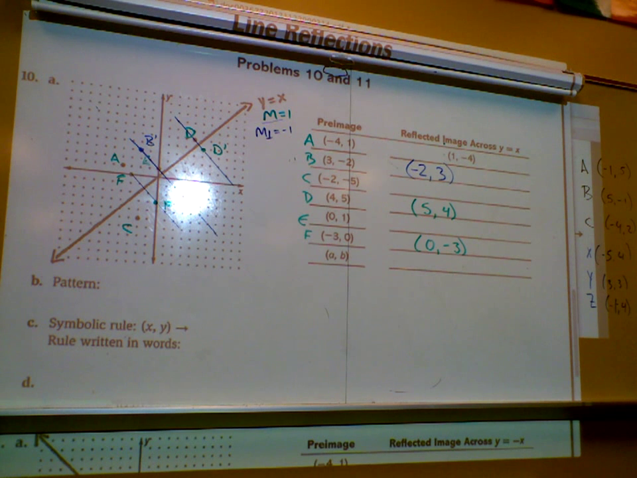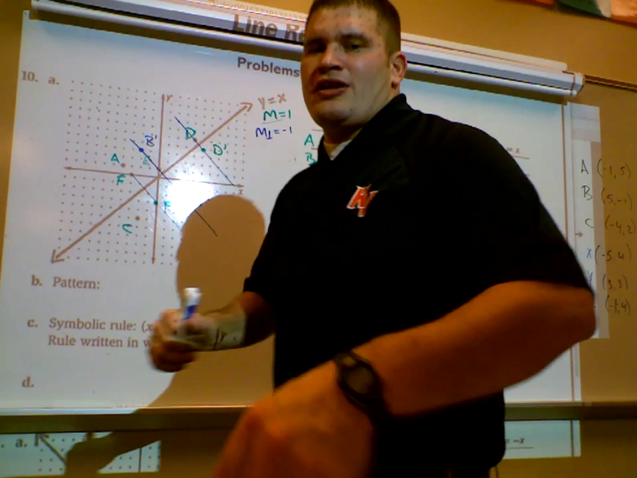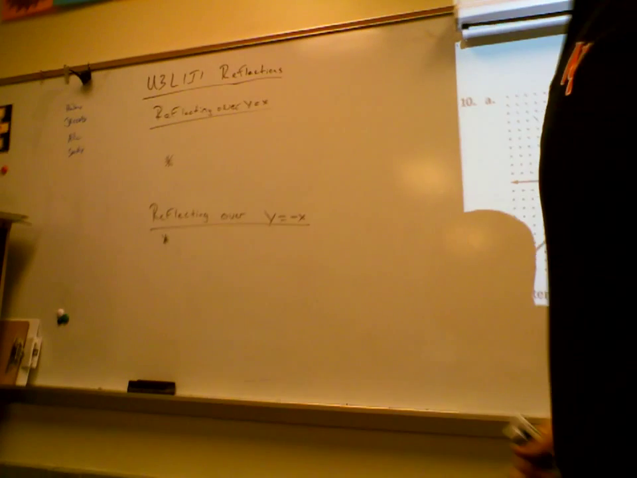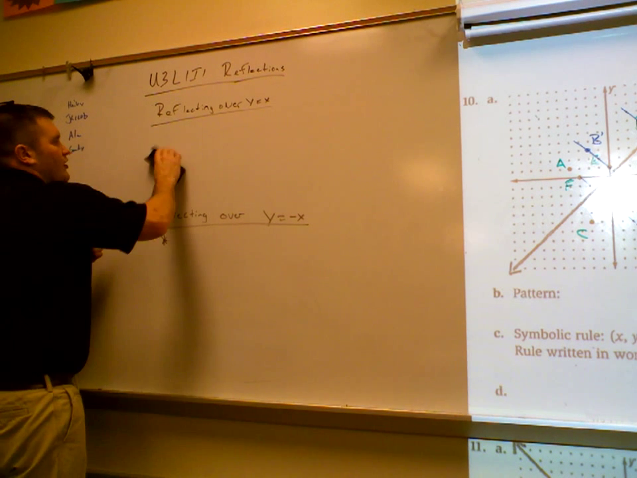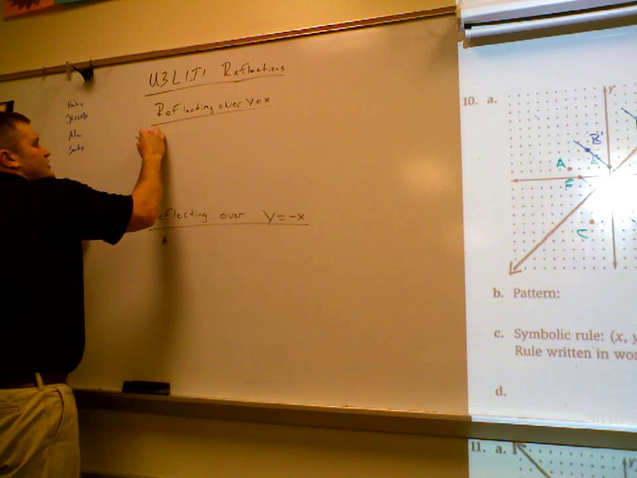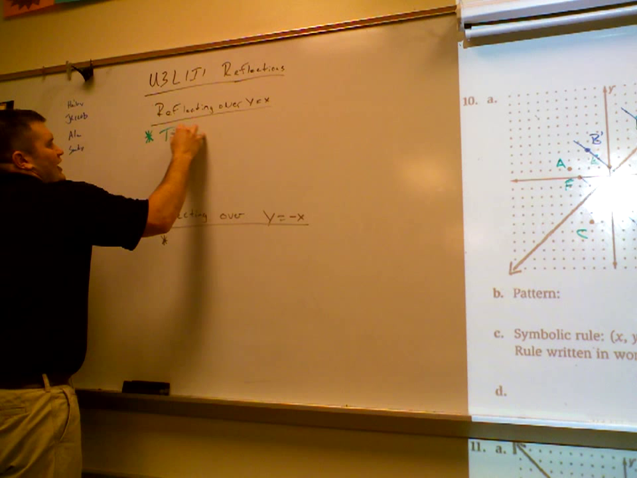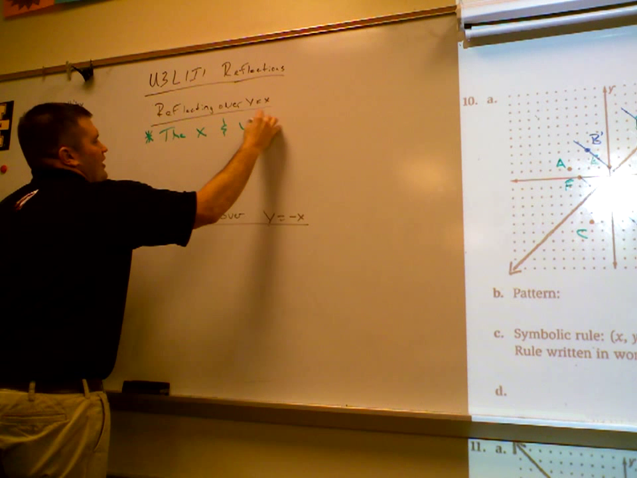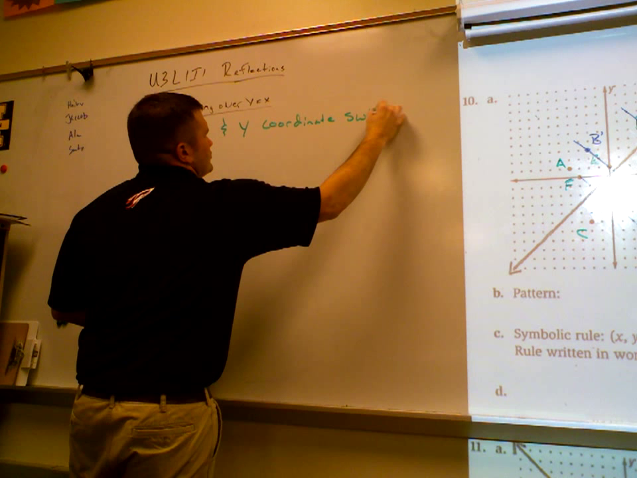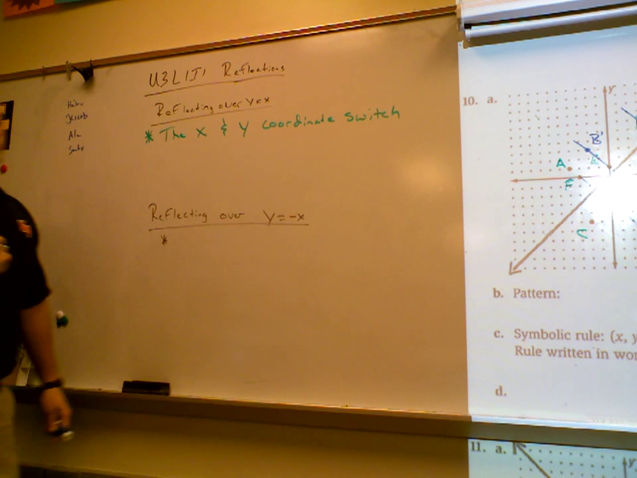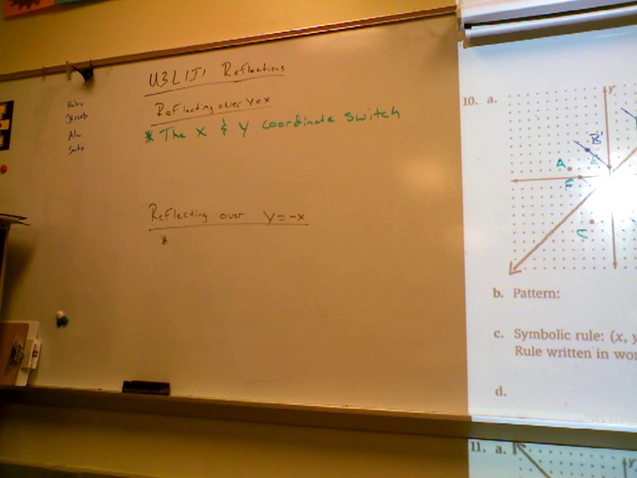So when we're reflecting over the y equals x line, our pattern is the x and y coordinate just switch. The x becomes the y, and the y becomes the x. So in your notes, or right here where it says pattern on the paper, where it says reflecting over the y equals x line, that means the y equals x line is our line of reflection. Our pattern is the x and y coordinate switch.